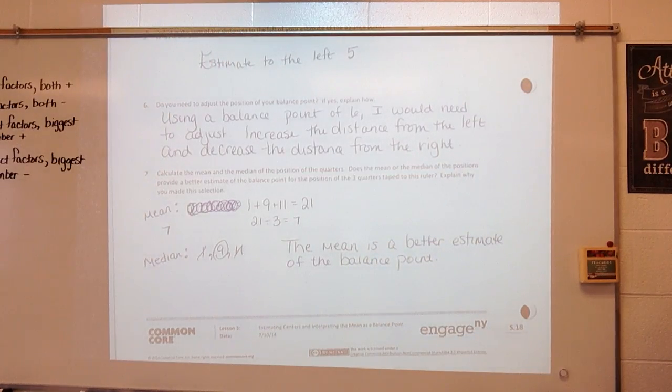So the mean is probably a better estimate of the balance point. If the mean position of 7 was selected, then the distance of the quarter to the left of 7 would be 6, and the sum of the distance of the 2 quarters to the right of 7 would be 6. So the balance point would be 7.